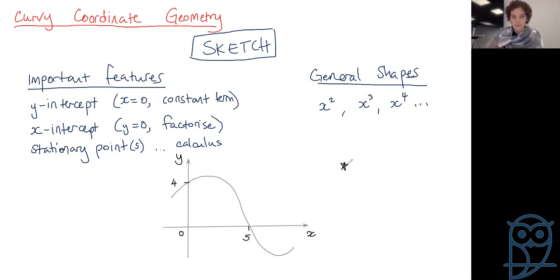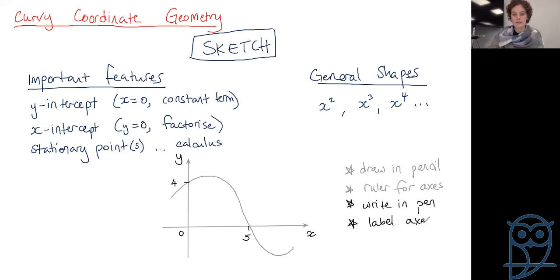So, we need our pencil back again. You are going to draw in pencil. You're going to use a ruler for axes. You're going to write in pen. You're going to label your axes, and you're going to label important points.